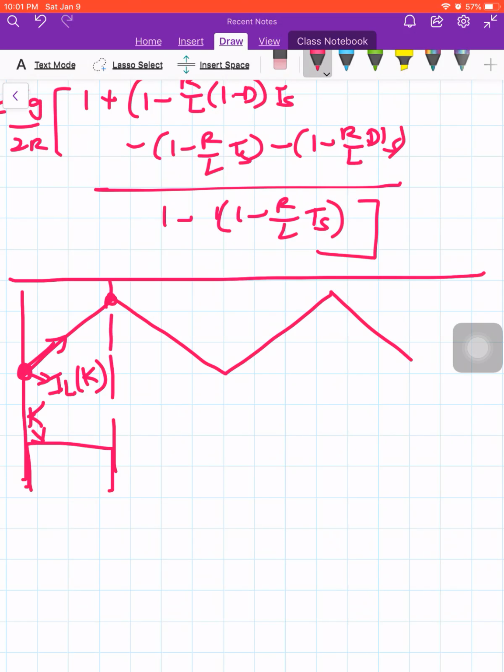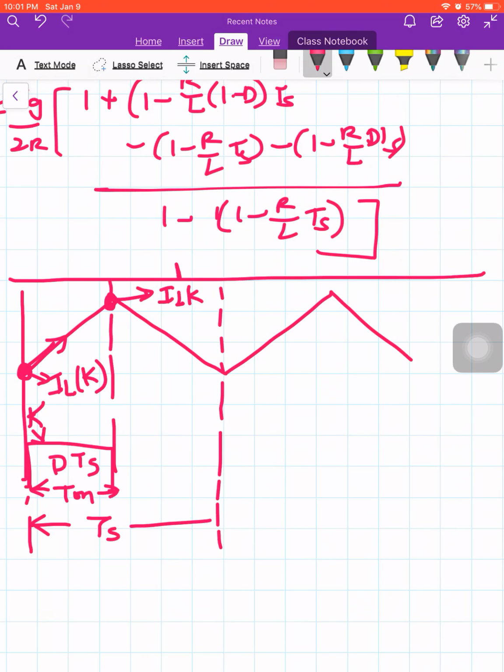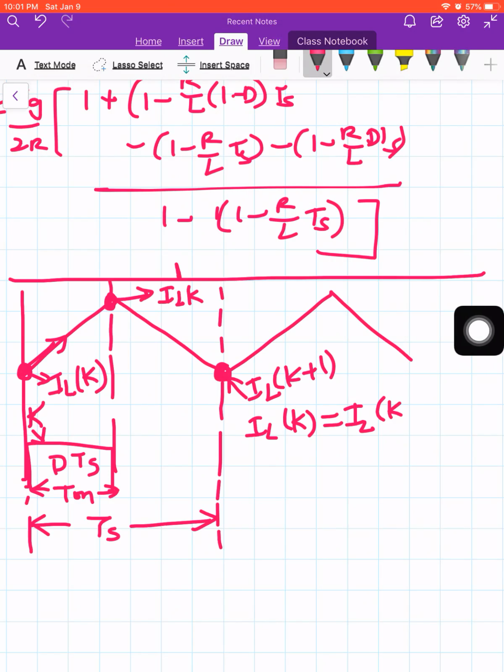and it reaches a value ILK dash at the end of this interval, where this is T on or D into Ts, whereas this is the switching time period. And we have established the fact that in steady state this IL of k plus 1 is equal to IL of k. Using this relation, we were able to find out the expression for the current IL.